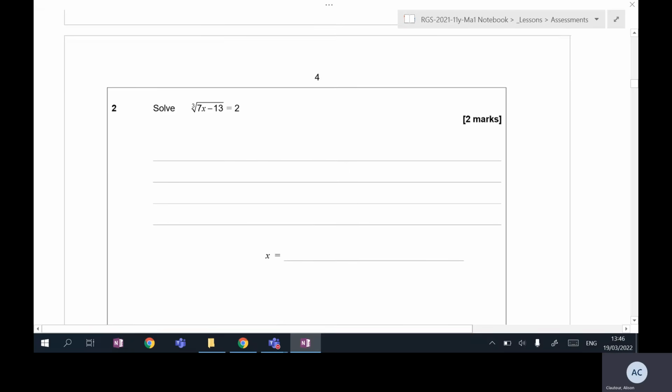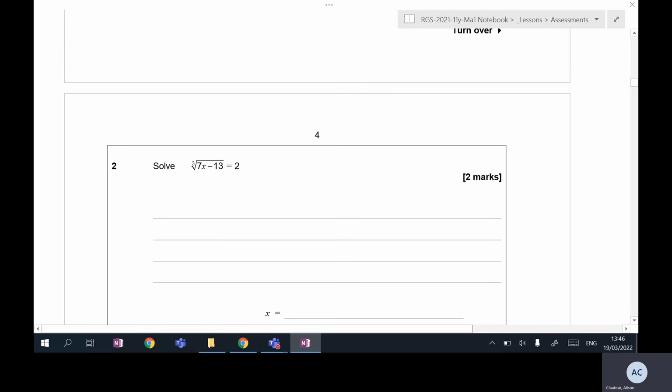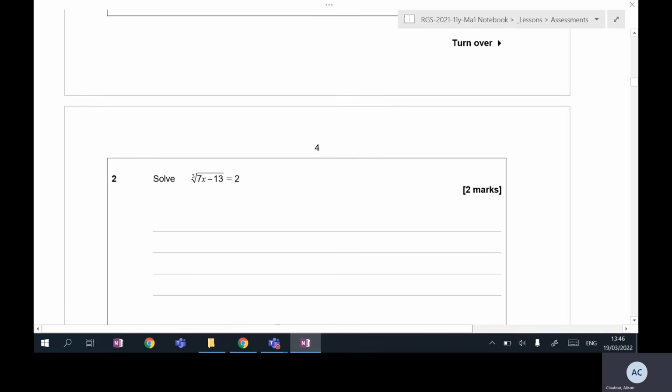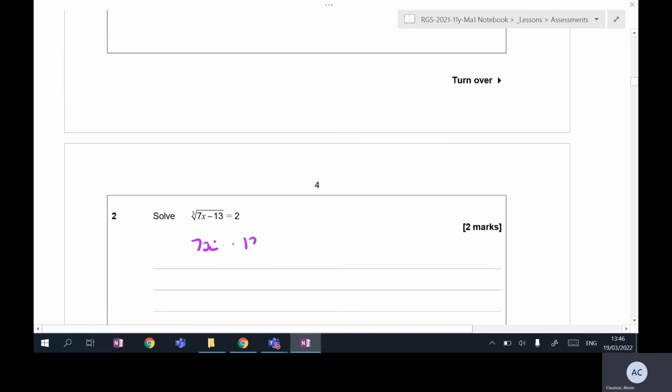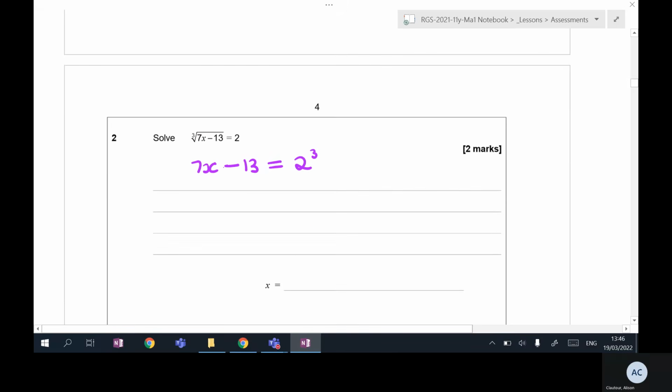Question 2 is solving a relatively simple equation. If I've got a cube root on this side, the inverse operation would be to cube it. So I'm going to cube both sides. Okay, and 2 cubed is 8. And now I have got quite a simple equation to solve. If I add 13 to both sides, I've now got 21. And if I divide by 7, I get x equals 3.